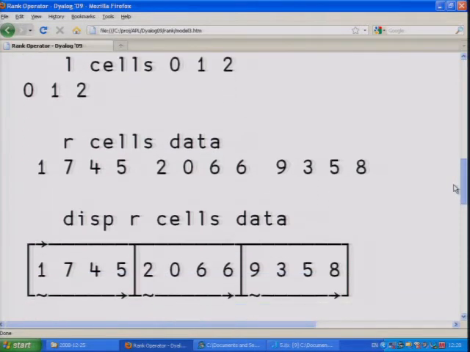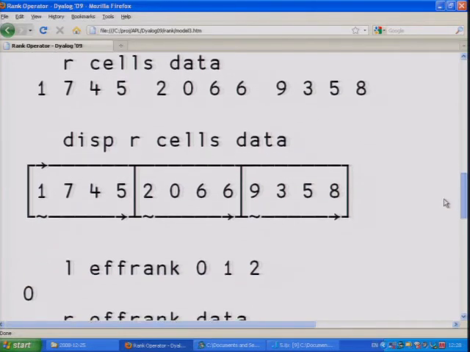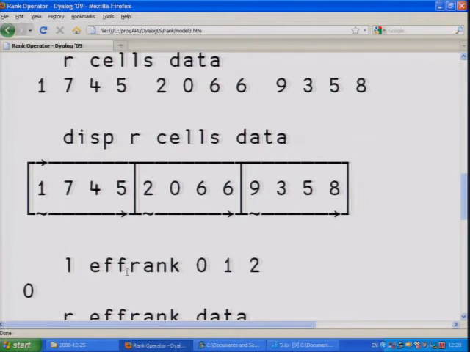And again, disp shows the cells in a more identifiable form. And inside of cells, it uses effective rank. So in this case, the effective rank is 0, where L is -1. So F rank, all it's doing is converting a negative number to be an appropriate positive number, or if it's a positive number already, make sure that it's not bigger than the rank of the argument. So you could be saying plus slash rank 10 on data, it will still be okay.